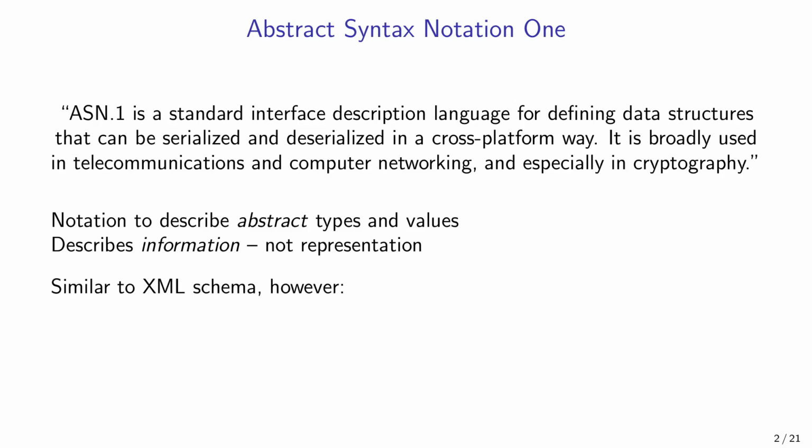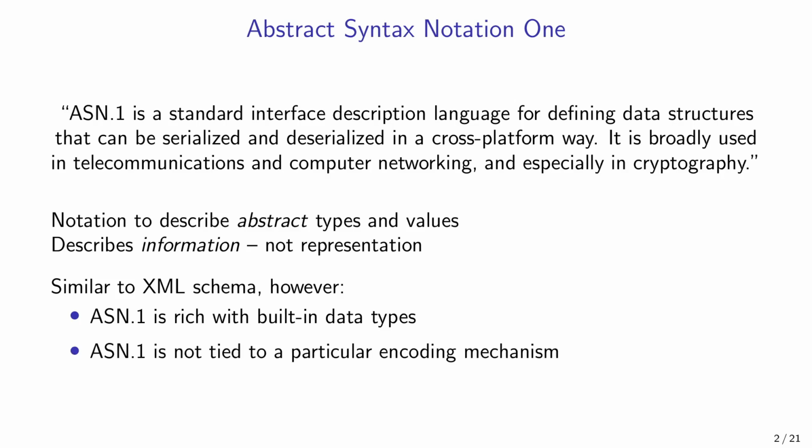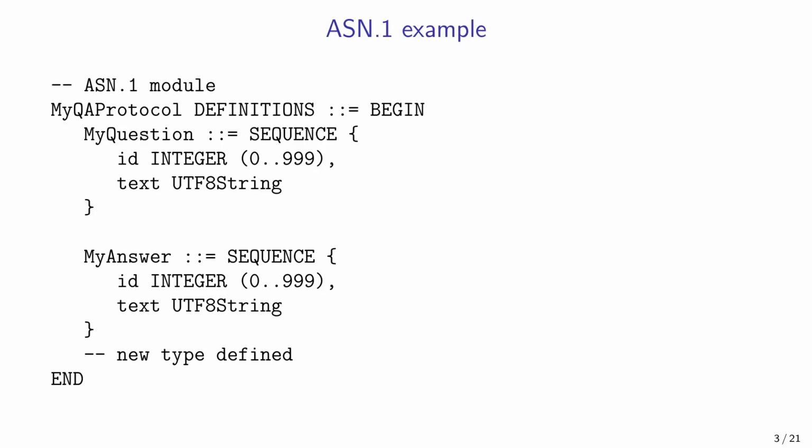So the idea of ASN1 is that it is similar to the XML schema. However, ASN1 is rich with built-in data types. And ASN1 on its own is not tied to any particular encoding mechanism. Yes, we can encode ASN1 data to XML as well, but not necessarily, as you will see. Let's look at an example.